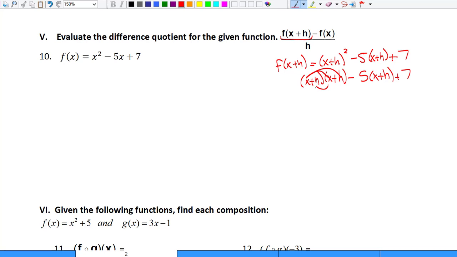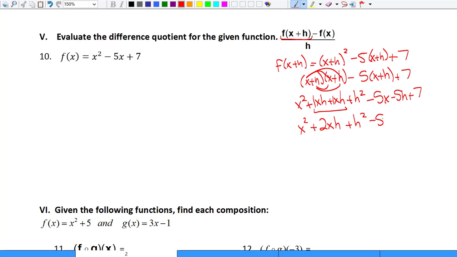So when I distribute, I'm getting x squared plus xh plus hx, but I'm going to rewrite that hx as xh so they're the same, plus h squared minus 5x minus 5h plus 7. Now those two are like terms, which means they add up. A lot of people make a mistake here because they forget that there's an invisible 1 in front. 1xh plus another xh is 2xh. Sometimes people will add the exponents or something like that, which is wrong.